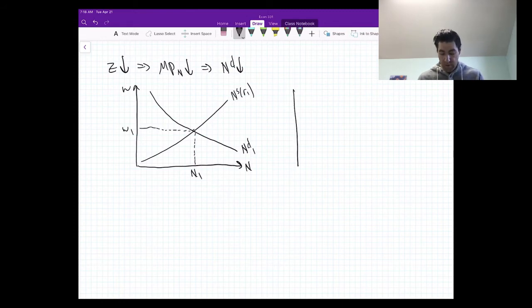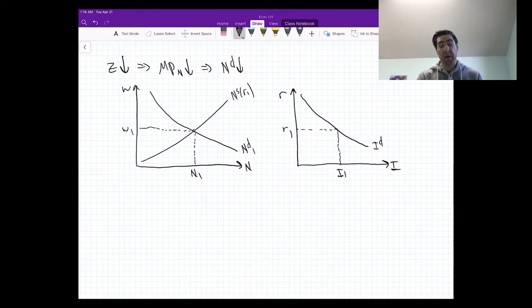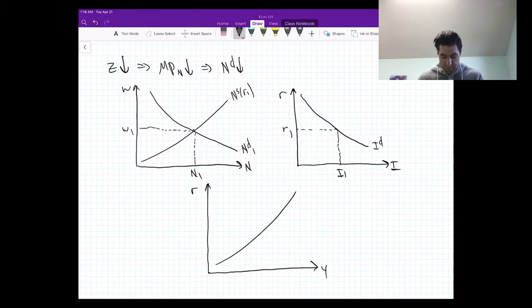I've got investment demand over here. Investment on the horizontal axis, the real wage, investment demand. At the current real interest rate R1, we have some level of investment. And then I have my goods market, where I have real GDP and the real interest rate. Here we start in equilibrium.